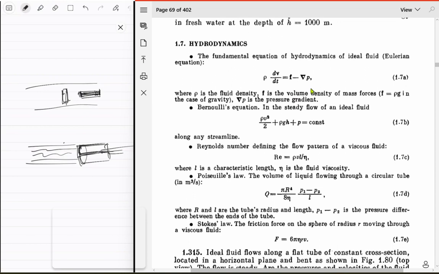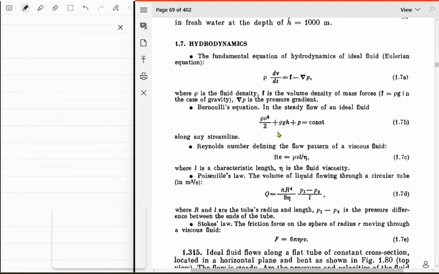So this P is the hydrostatic pressure. All right, now that I've explained that, let's go to Bernoulli's equation first of all. It's saying rho v squared upon 2 plus rho g h plus P equal to constant.